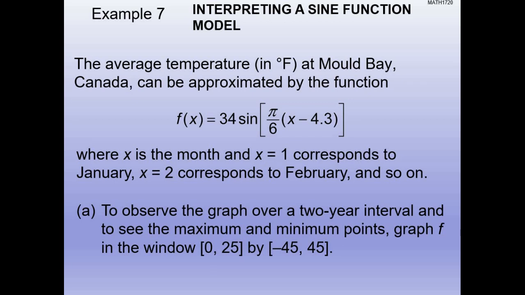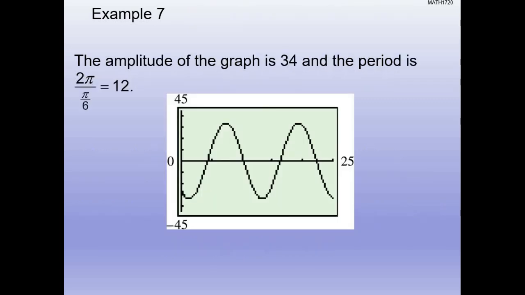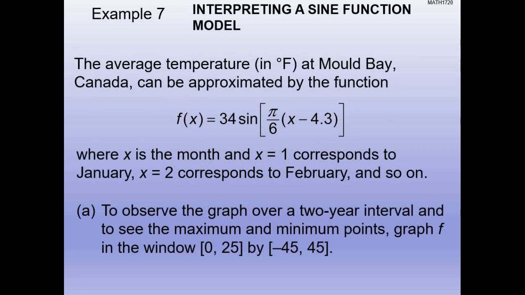You can put this in your calculator. If you remember how to do that, you're going to type all that into y equals, then hit your window button and make your x 0 to 25 and your y -45 to +45. That's how you're going to plug it into your calculator and take a look at it. So to find the amplitude of the graph, it's 34. We should know that by looking at the front of the equation. The 34 is in front of the sine.